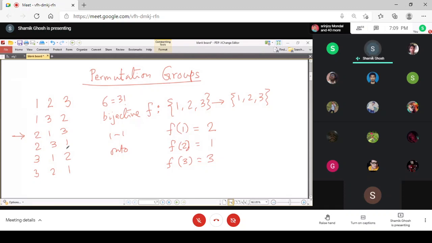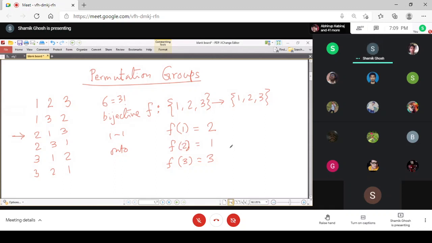So you see that every permutation is nothing but a bijective mapping from this set 1, 2, 3 to itself. So we can represent this permutation by means of a bijective mapping. On the other hand, if you have any bijective map, that is 1 to 1 and onto, that is nothing but the rearrangement of the numbers, if you rearrange 1, 2, 3 in this way.